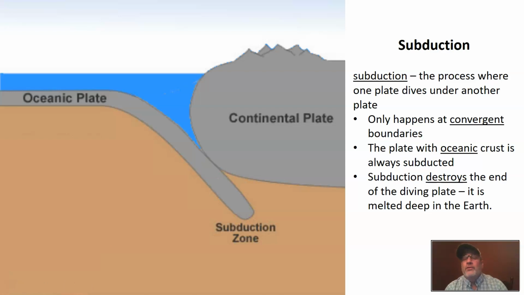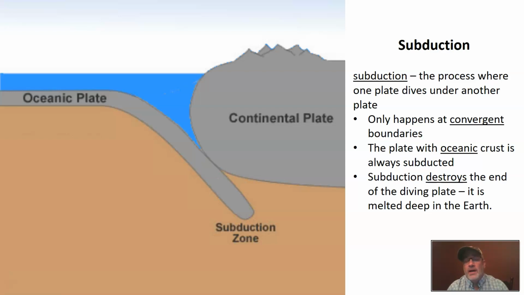So we have already looked at convergent boundaries where we usually have one or two pieces of oceanic crust on top of plates. Whenever oceanic crust is on top of a plate and we have a collision zone, we have a convergent boundary where two plates are colliding or coming together, one of those plates dives under another. And it's always the plate with the piece of oceanic crust that dives. We called that process subduction.